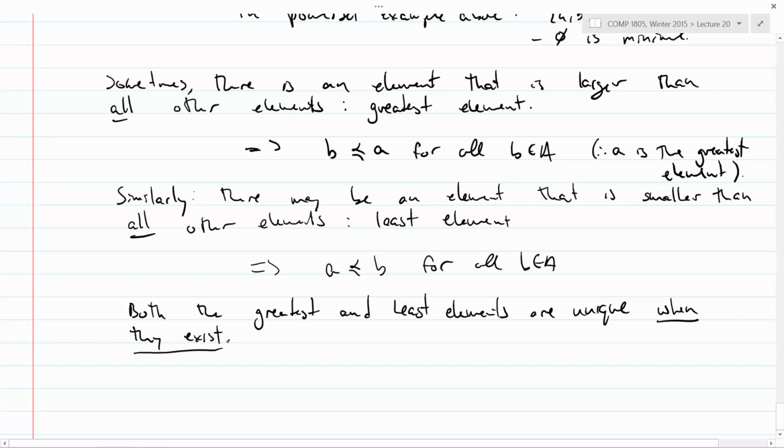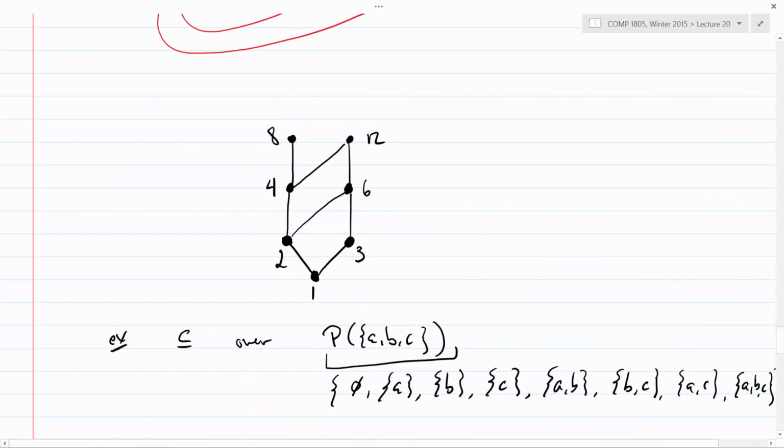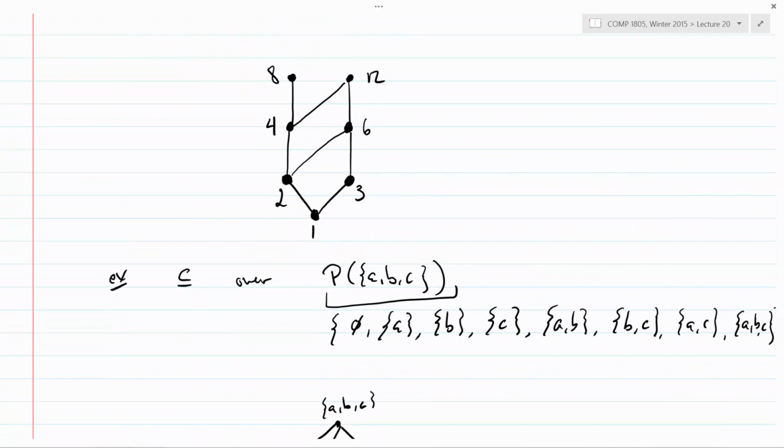So if you're doing a question that involves asking something about the greatest and least elements, your answer should only be one element. If it's more than one element, you've done something wrong. All right, so let's see some examples. In my divides example, is there a least element? What is it? It's 1. Is there a greatest element? No, because there's 2 maximal elements. And if there's 2 maximal elements, they're not comparable, which means neither of them is the greatest.